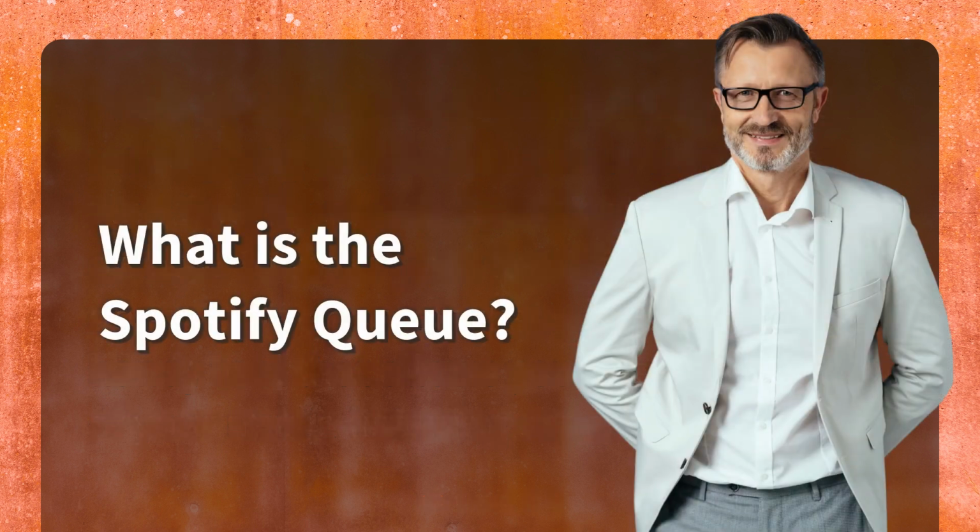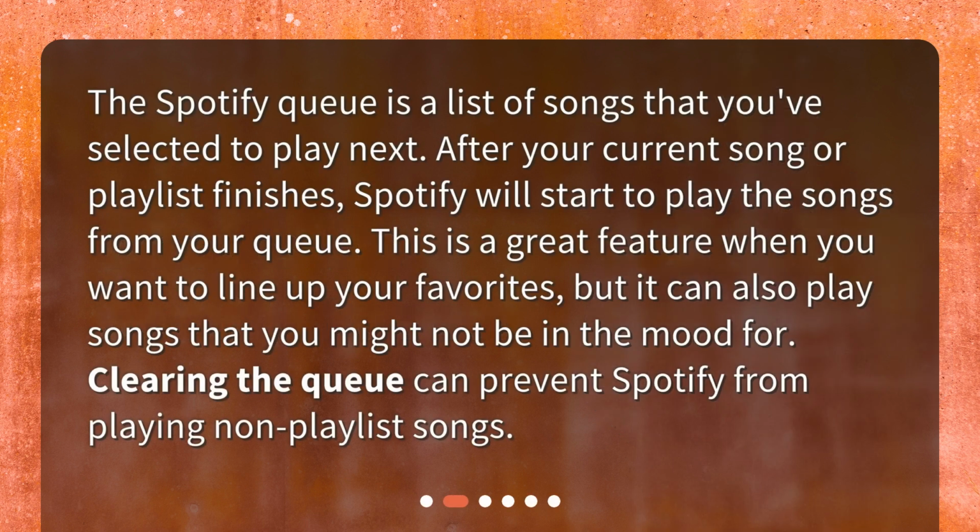What is the Spotify queue? The Spotify queue is a list of songs that you've selected to play next. After your current song or playlist finishes, Spotify will start to play the songs from your queue. This is a great feature when you want to line up your favorites, but it can also play songs that you might not be in the mood for. Clearing the queue can prevent Spotify from playing non-playlist songs.